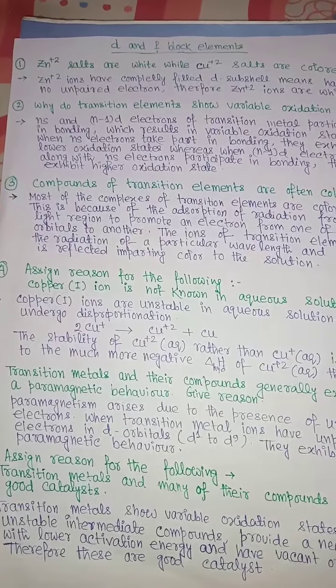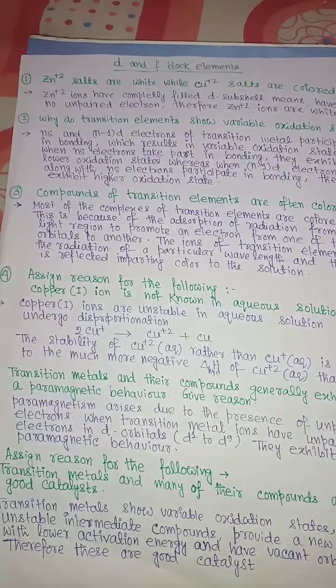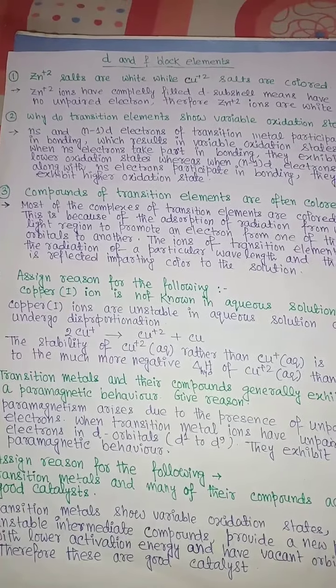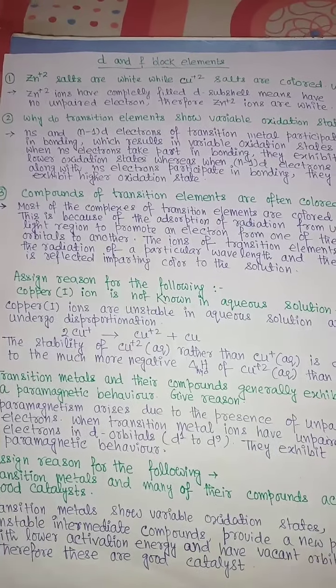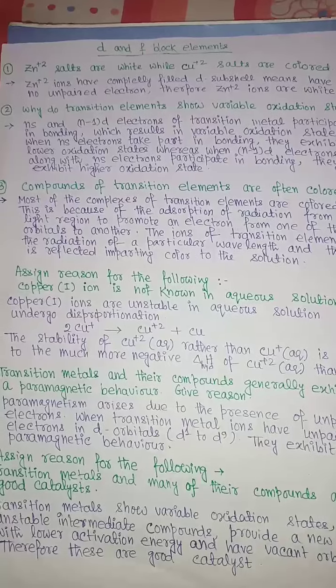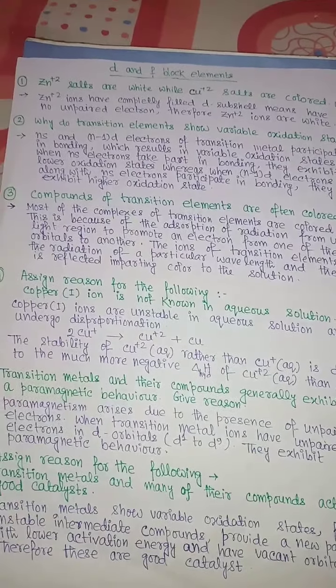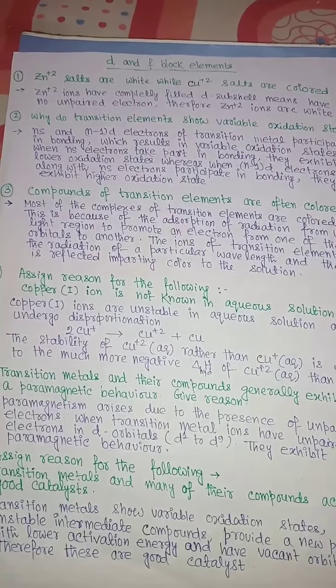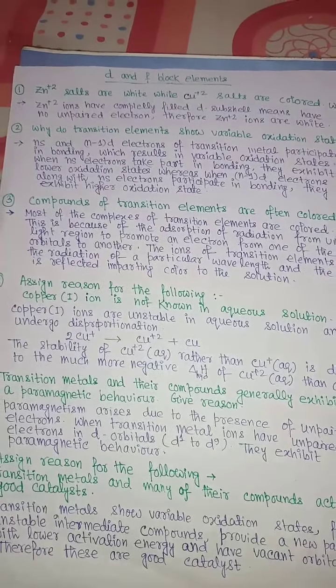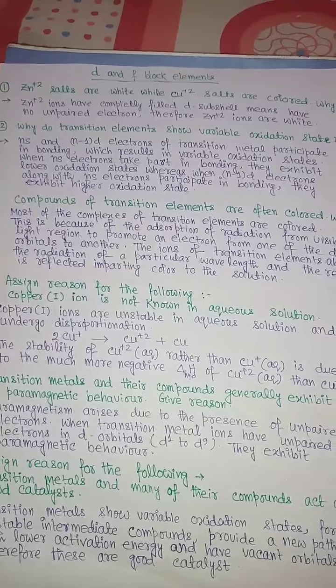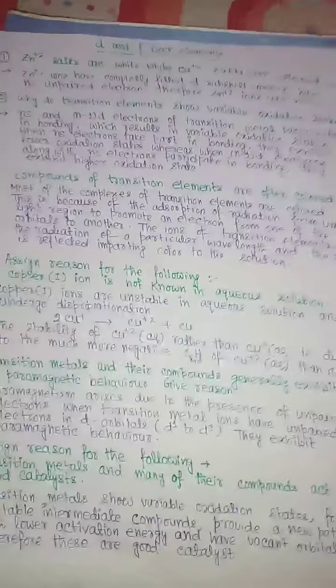Okay, that means transition elements contain ns as well as (n-1)d electrons. That means there are two possibilities. Both ns as well as (n-1)d electrons can participate in bonding. That's why it shows variable oxidation state.